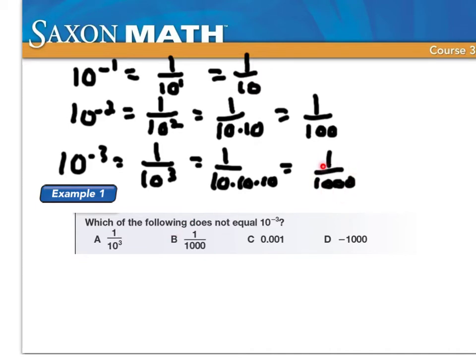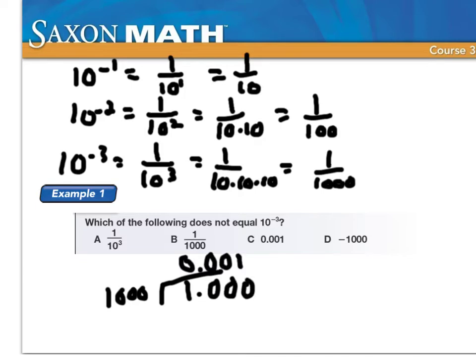Well, 1 over 1,000 as a decimal, let's try that. 1 over 1,000. Well, we know 1,000 doesn't go into 1, so we put a point. It doesn't go into 10. It doesn't go into 100, but it goes into 1,000 one time, so it's 0.001. So the answer is D. Okay? 10 to the negative third is not equal to negative 1,000. All right, let's keep moving on.